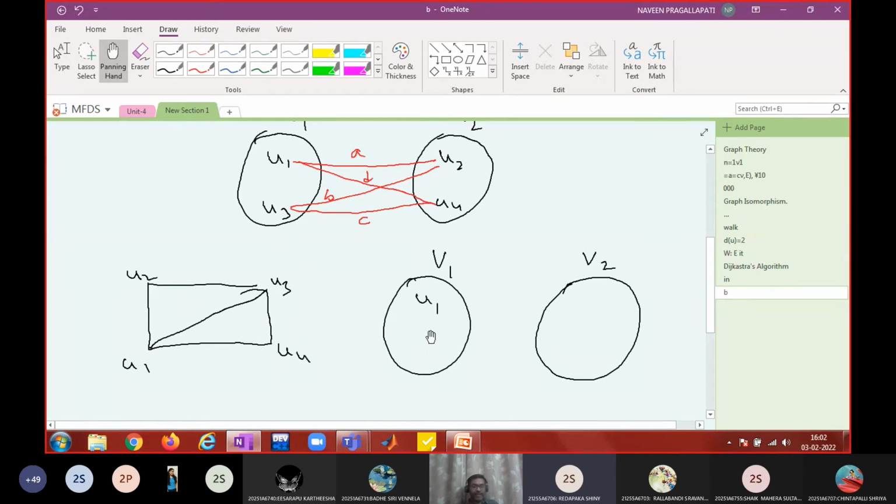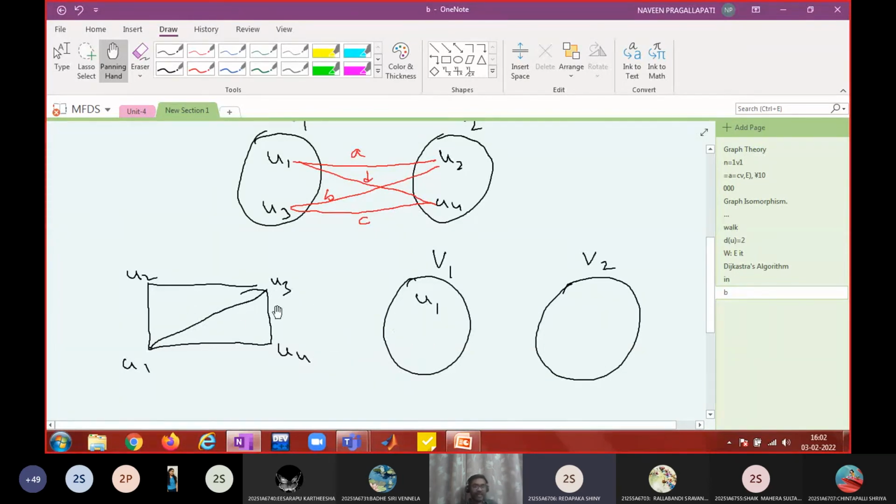Can I put U2 here? No, sir. Can I put U3 here? No. Can I put U4 here? No, because they're all adjacent. So the remaining three have to be here only. You cannot put any vertex here. Is that clear?